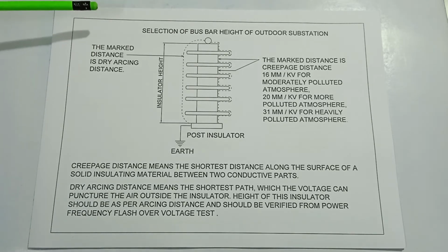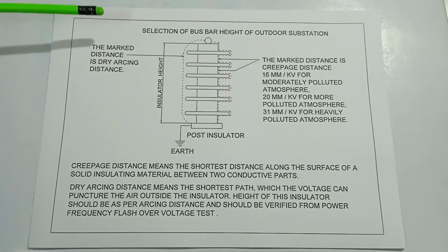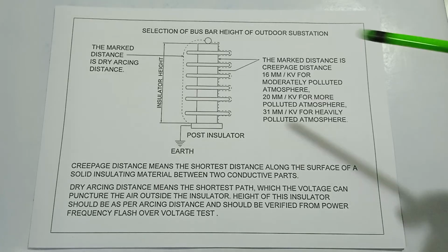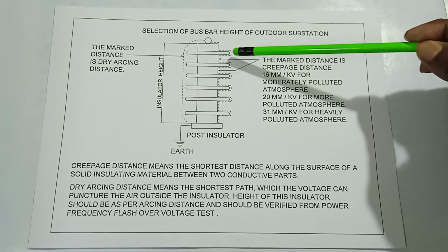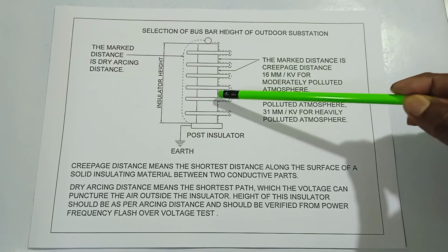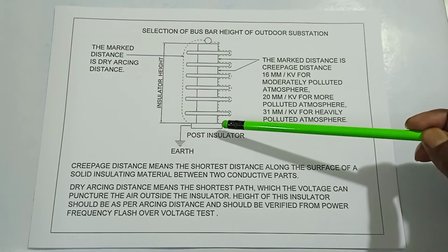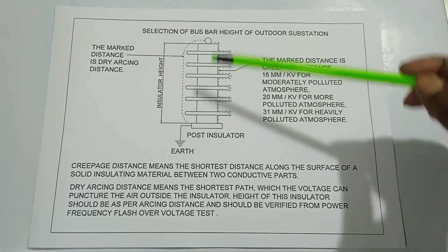Here is the selection of busbar height of outdoor substation. How the busbar height is calculated. First, I will tell about creepage distance. What is creepage distance? Creepage distance means the shortest distance along the surface of a solid insulating material between two conductive parts. Here the creepage distance is shown by the dotted line. Here is the busbar and here is the earthing portion, the two conducting parts.